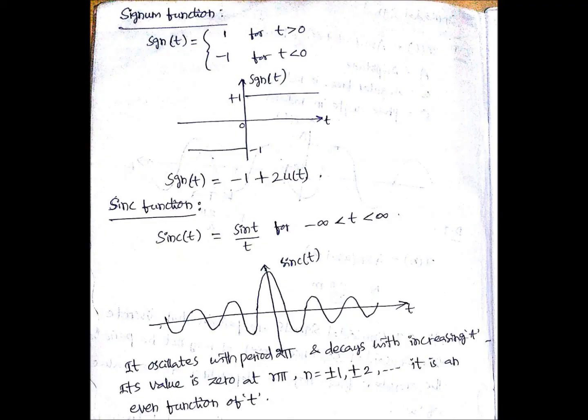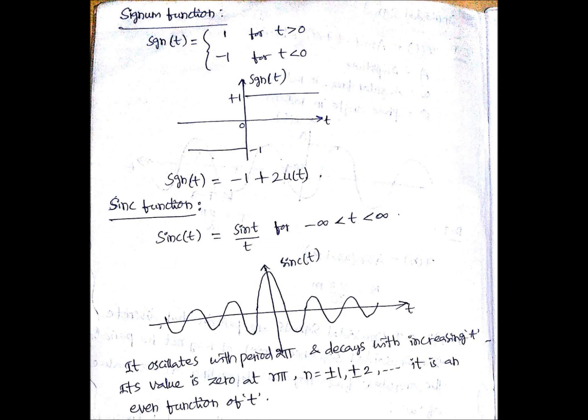There are two important functions, the signum function and the sinc function. In case of the signum function, it is defined as signum of t equals 1 for t greater than 0 and minus 1 for t less than 0. Then what is the value at t equals 0? You can easily observe that at t equals 0, is it continuous or discontinuous? It is discontinuous, because at t equals 0 plus the value is plus 1, at t equals 0 minus the value is minus 1. So as they are not equal, they are discontinuous.